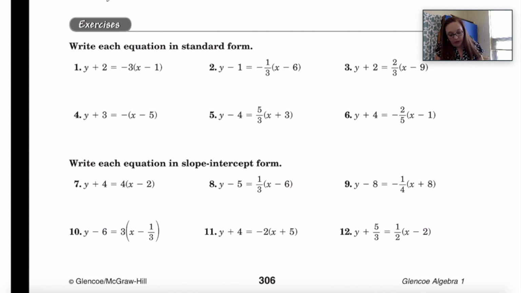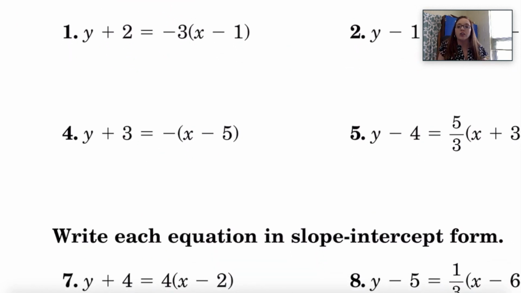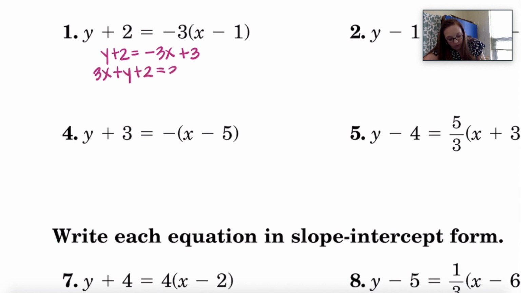So I'm going to zoom in here. I think I can fit this in here. So the first thing we're going to have to do is eliminate our parentheses. So that'd be y plus 2 equals negative 3x plus 3. Negative 3 times negative 1 is positive 3. Okay, the next step that I'm going to do is move the x to the left side. So I'm going to add 3x on both sides. So that becomes positive 3x plus y plus 2 equals 3.